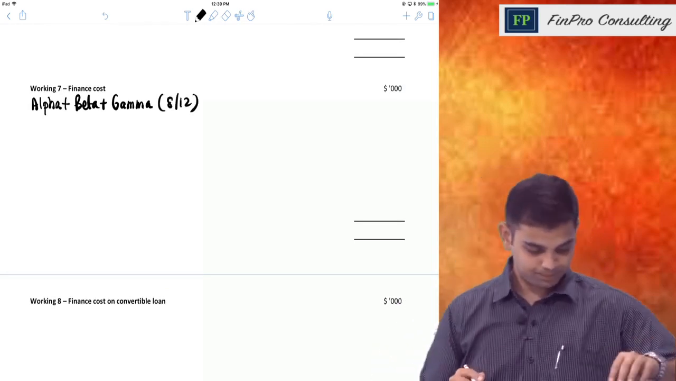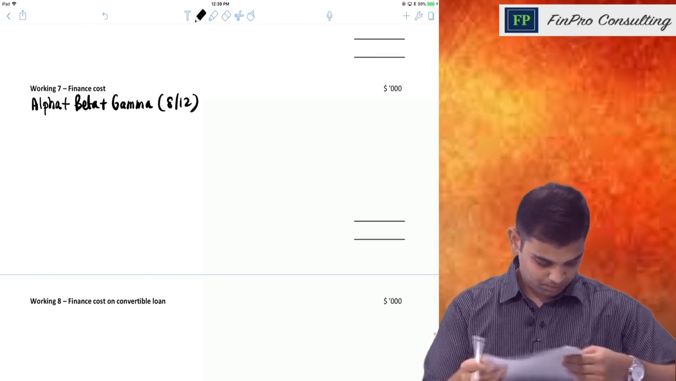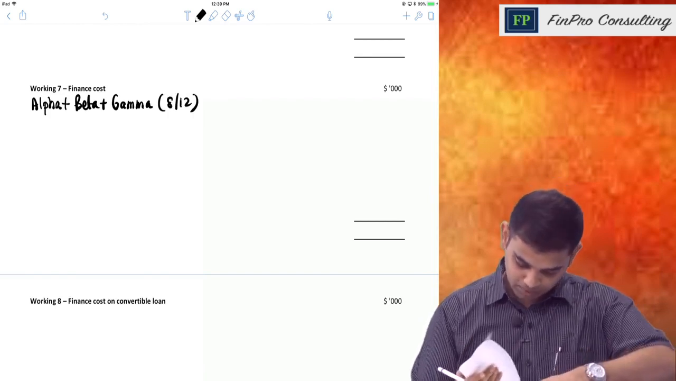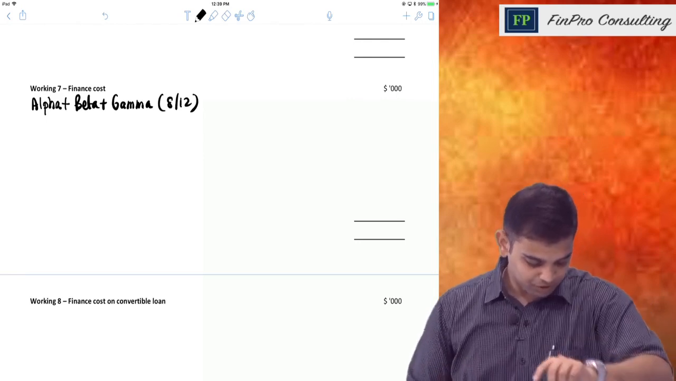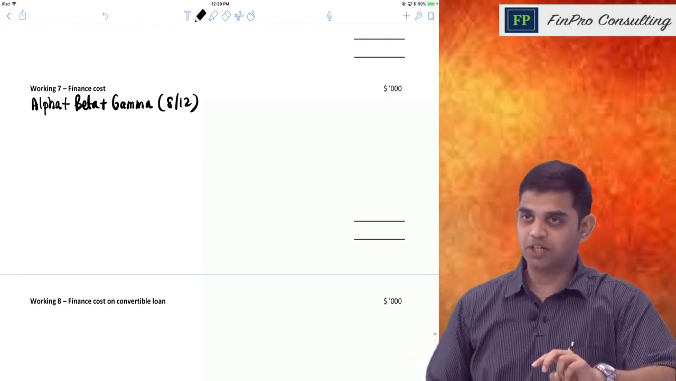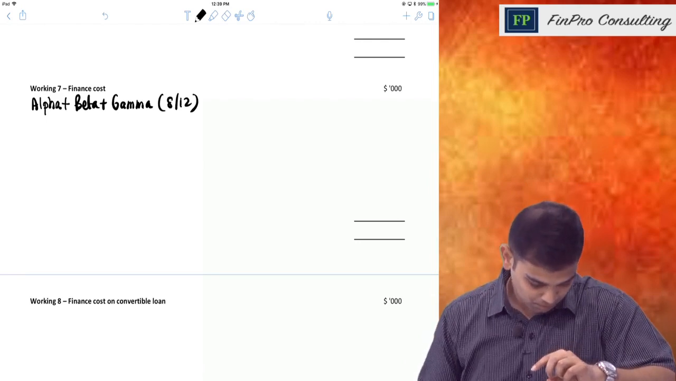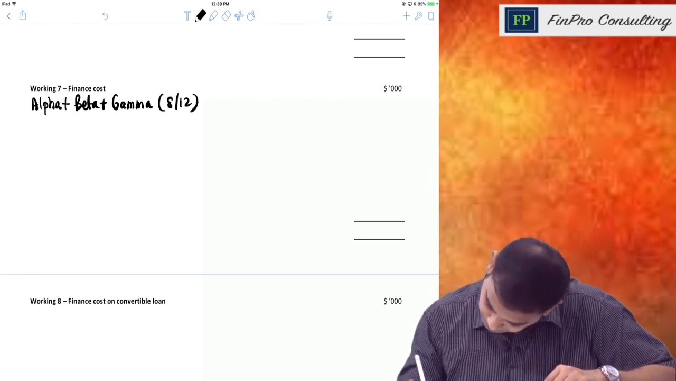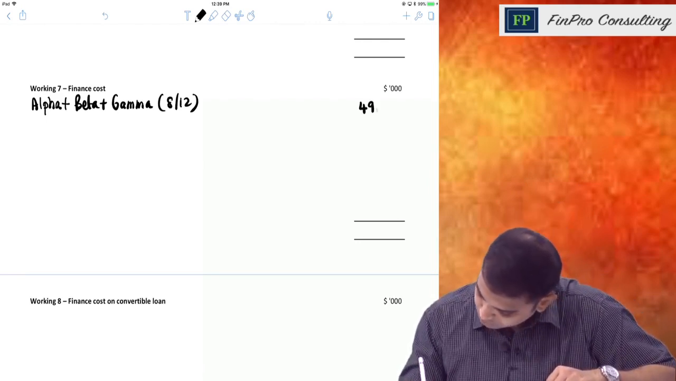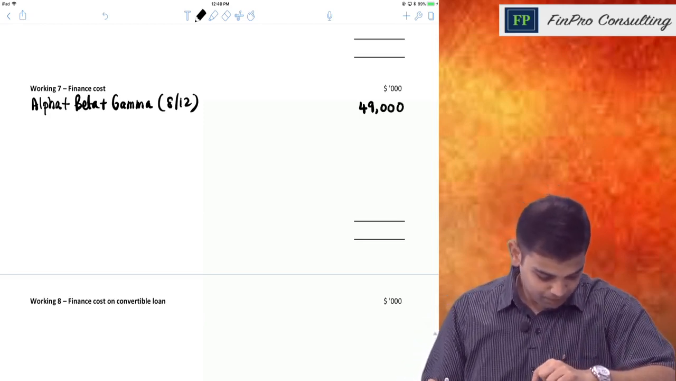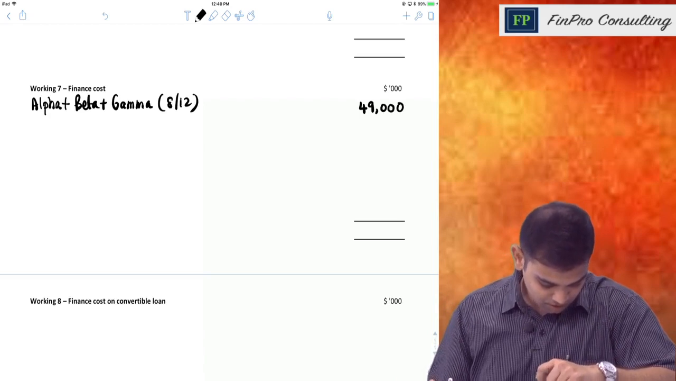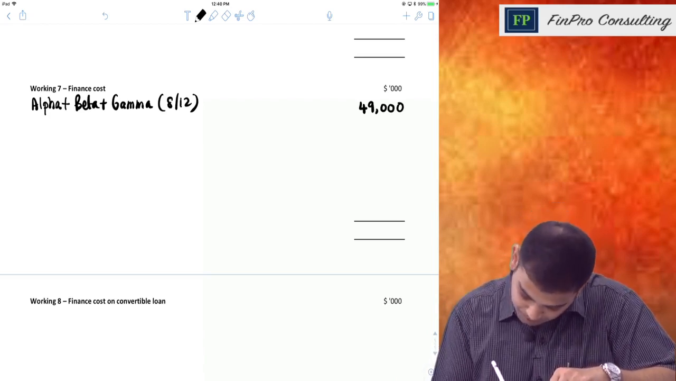Tell me what is given in the problem. So 26,000 plus 15,000 plus 12,000 into 8 by 12. 49. Okay. Then next will be finance cost or interest cost.